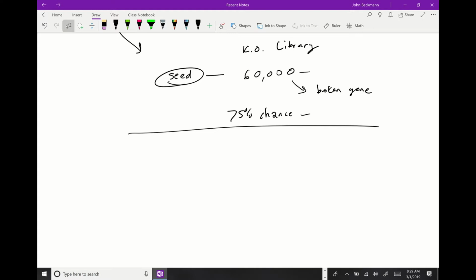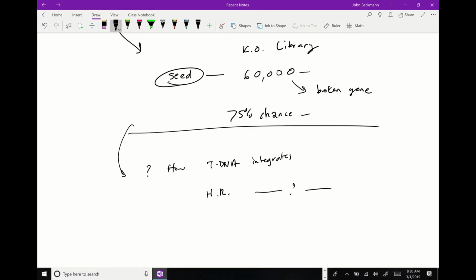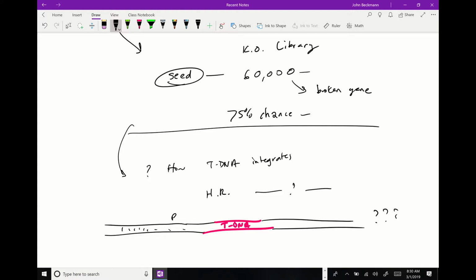Okay, so another question that we don't quite understand: we still don't quite know how the tDNA integrates. And by that I mean, is it homologous recombination? Is it some unknown mechanism? So if this is the plant chromosome, how is it actually getting into the genome? We don't quite know that yet.